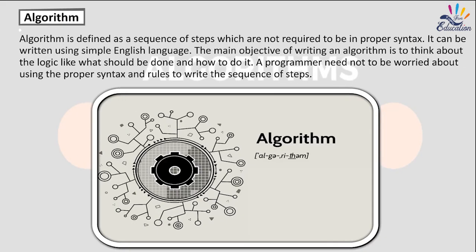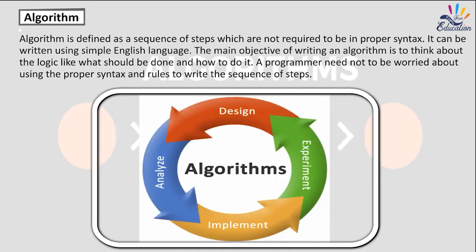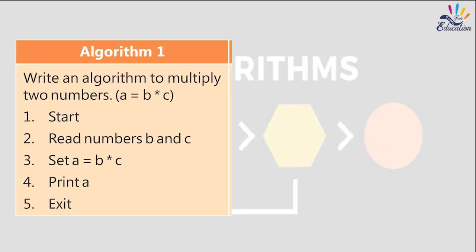Algorithm. An algorithm is defined as a sequence of steps which are not required to be in proper syntax. It can be written using simple English language. The main objective of writing an algorithm is to think about the logic, like what should be done and how to do it. A programmer need not be worried about using the proper syntax and rules to write the sequence of steps.